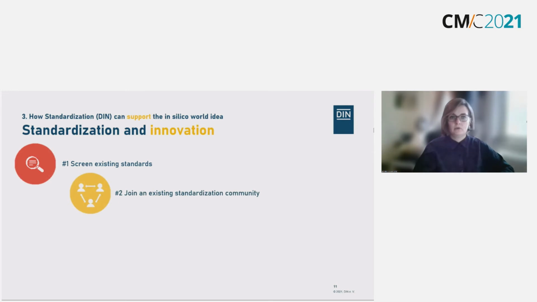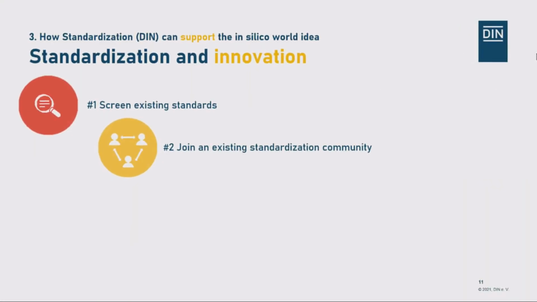A second option is the joining of an existing standardization community. As pointed out earlier, we have a number of different so-called technical committees and the according working groups where we are involved. With a standardization organization within the consortium, this allows building a network to exchange ideas and perspectives on the ongoing work and also access relevant information.